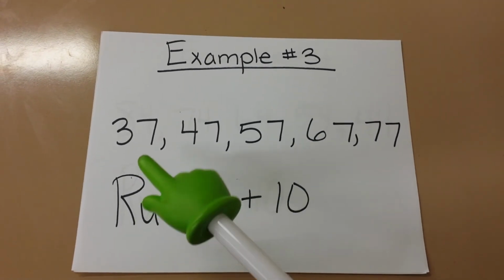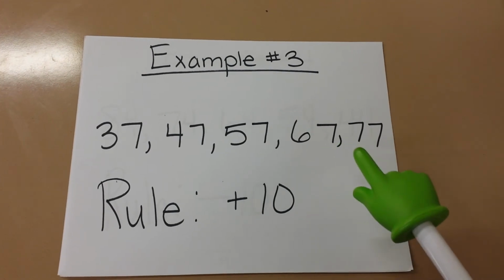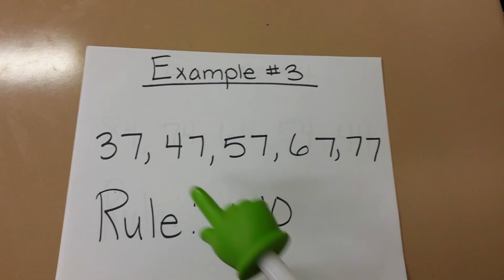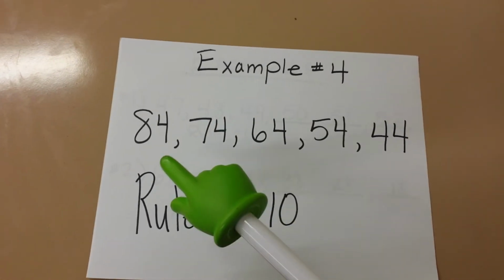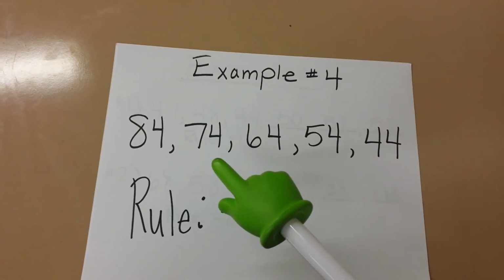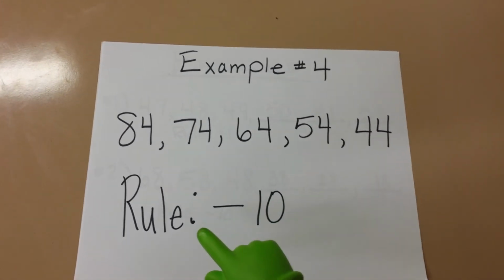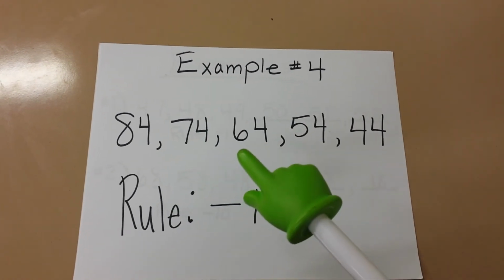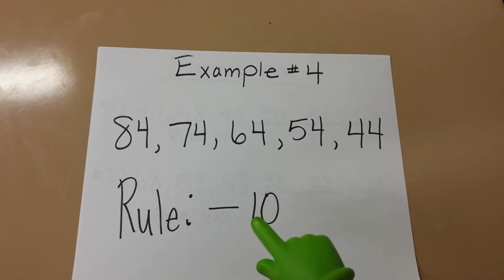Okay, here's another example. 37, 47, 57, 67, 77. We're going up 1 in the tens place, so the rule would be +10. While when we get an example like this, 84, 74, 64, 54, 44, the rule would be -10 because we're going down in our tens place. So it would be -10.